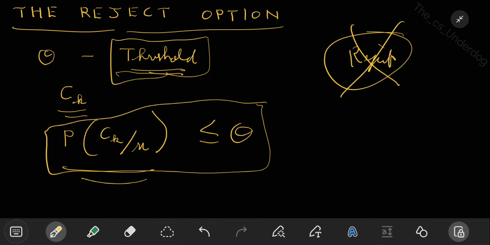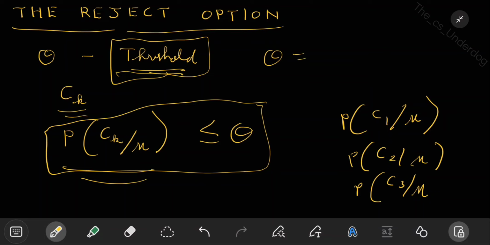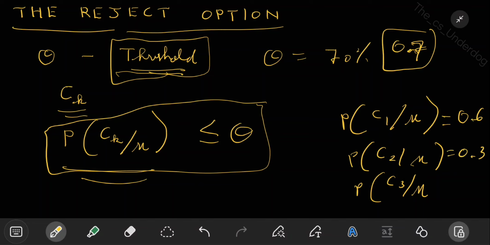That is, for each of the classes you find it. If you have class C1, P of C1 given X. For C2, P of C2 given X. If you have a third class, then P of C3 given X. Say my threshold is 70%, that is, 0.7 is my threshold. So let us say my probability of C1 is 0.6, probability of C2 is 0.3, and C3 is 0.1. In this case, none of these classes has a probability higher than 0.7.